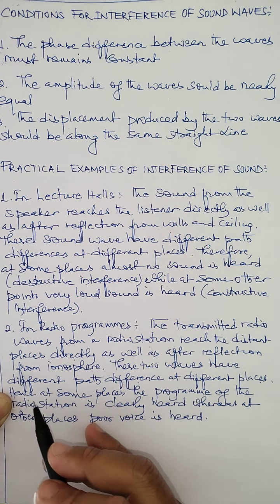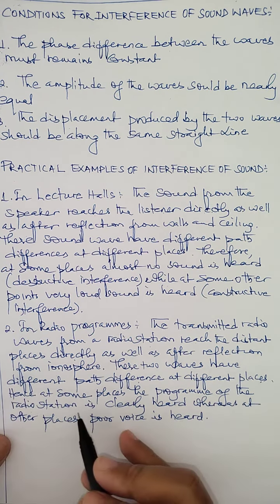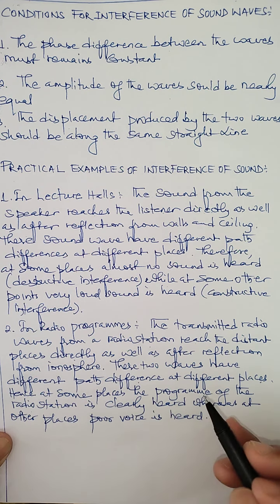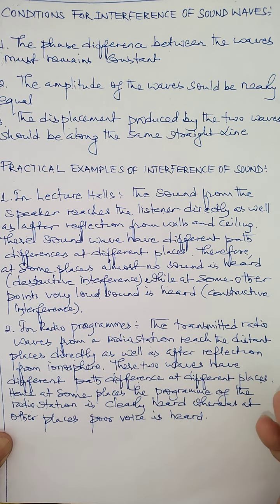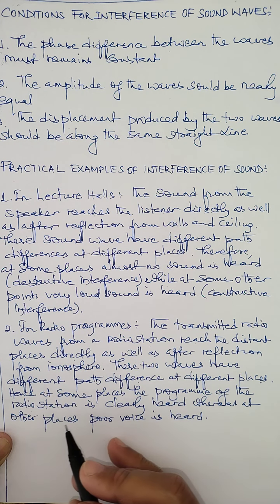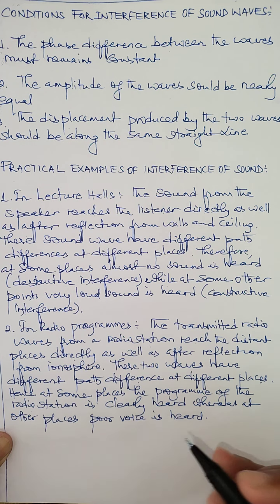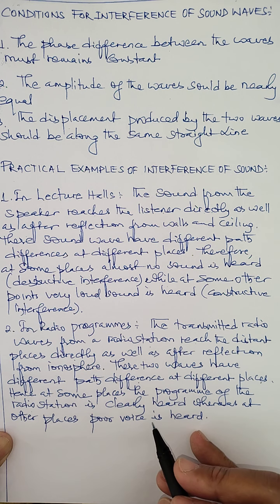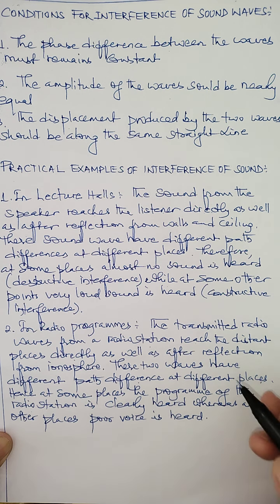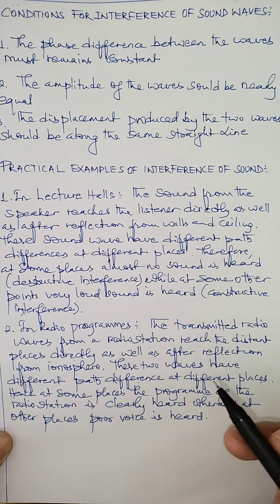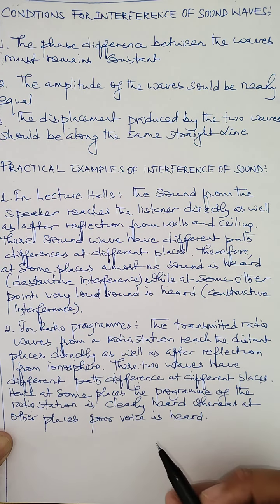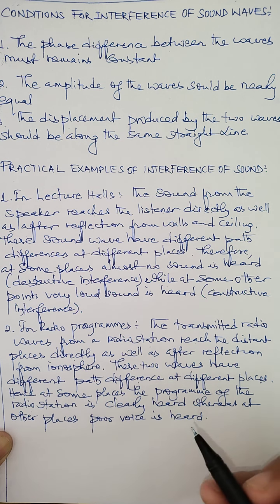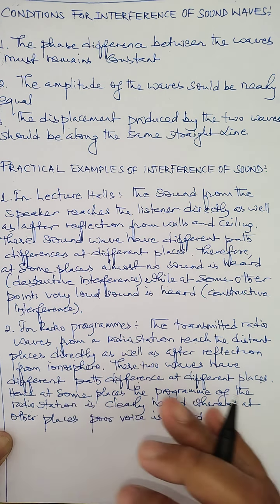Due to that, at some places the program of the radio station is clearly heard, a loud sound, forming constructive interference. Whereas at some other places the program cannot be heard clearly. That means we hear a poor voice, and that is due to the formation of destructive interference. Due to this constructive and destructive interference, and the difference in path difference and phase difference of the waves reaching the listener from different ends, we cannot hear sound of the same intensity everywhere in the region.